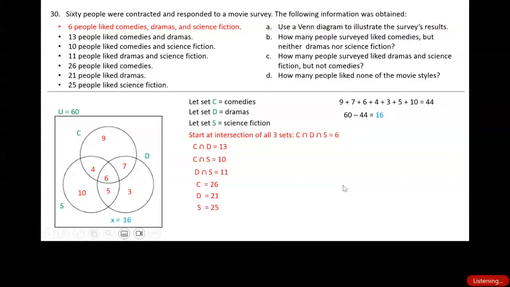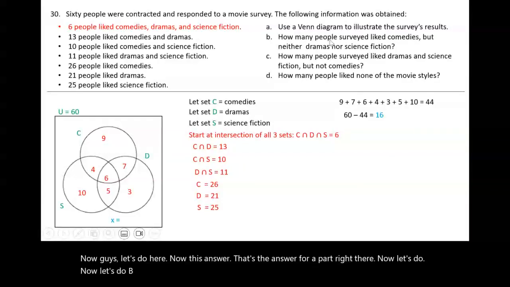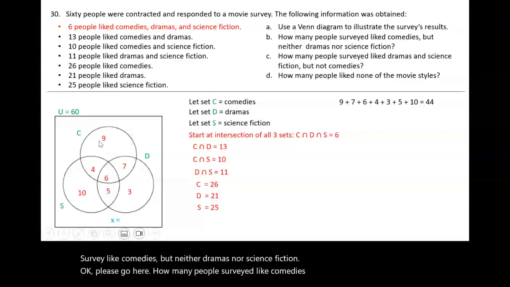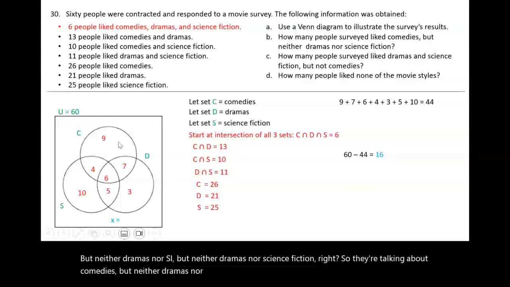Okay, now guys, that's the answer for part A right there. Now let's do B. How many people surveyed like comedies but neither dramas nor science fiction? They're talking about comedies, but neither dramas nor science fiction. The answer will be 9.